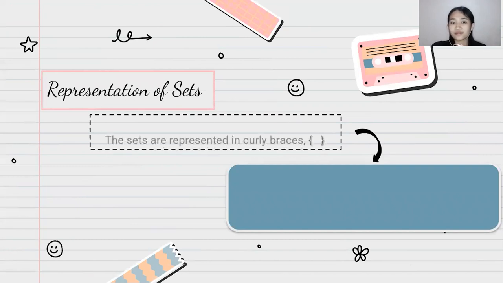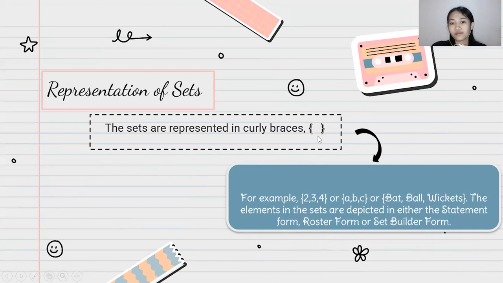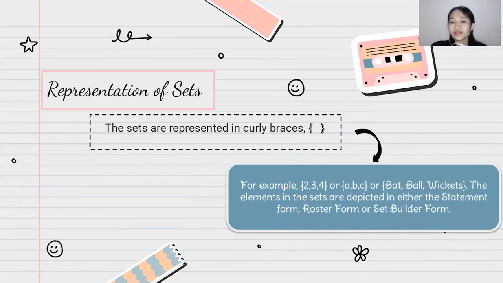Representation of set. Sets are represented in curly braces like this symbol. For example, the set {2, 3, 4}, or the set {A, B, C, D}, or the set {bat, ball, wickets} in curly brackets like this. The elements in the set are depicted in either statement form, roster form, or set builder form.